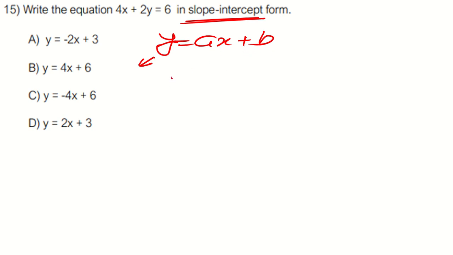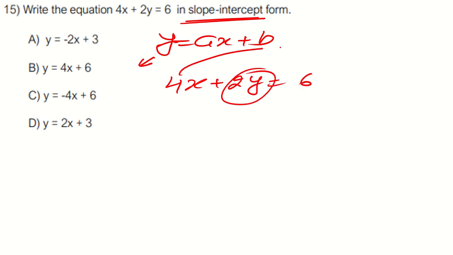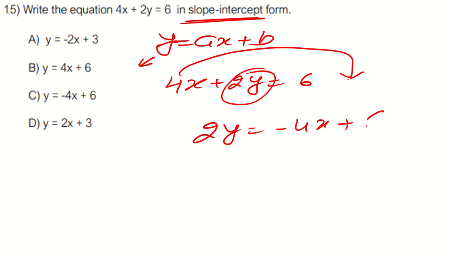So you see, the given equation is 4x plus 2y equals 6. Now leave this y here and take this term to this side, so it will become negative. So 2y is equal to minus 4x plus 6.